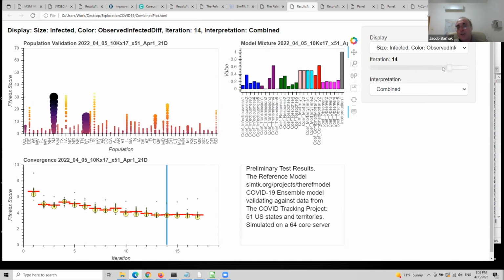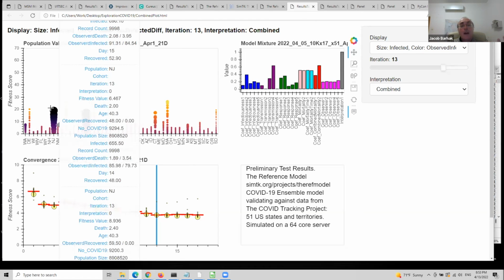This is the optimization. Here I'm optimizing something like the number of deaths plus the number of infections. I mean, the difference between the number of deaths plus the difference between the number of infections, a function of those. This is fairly recent results, and I can show you here.